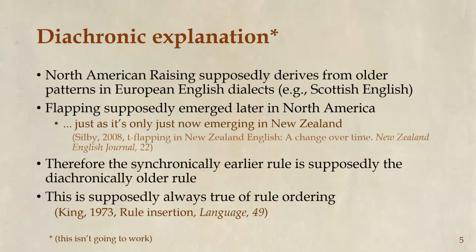And this is often explained, or at least traditionally understood, as deriving from historical diachronic orders. So we'll see this is not going to work. North American raising supposedly derives from older patterns in European English dialects, like Scottish English, and flapping supposedly emerged later in North America, just as it is only just now emerging in New Zealand. Therefore, the synchronically earlier rule is supposedly the diachronically older rule, and this is supposedly always true of rule ordering.